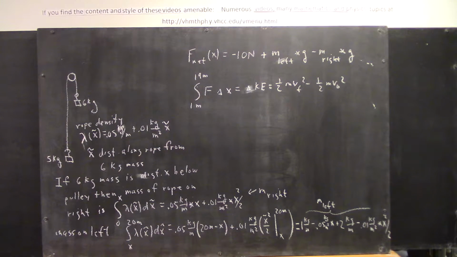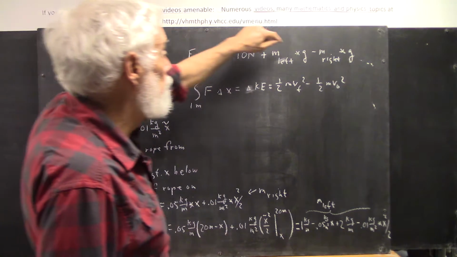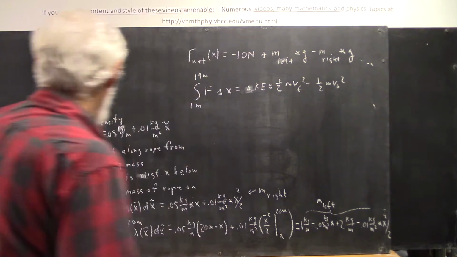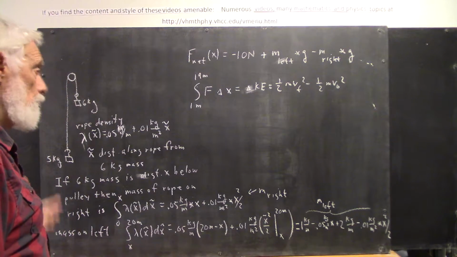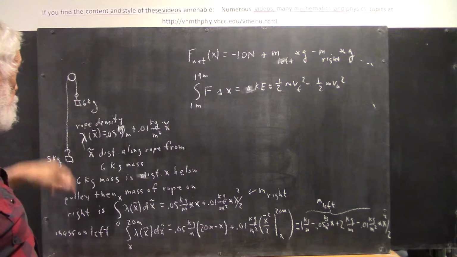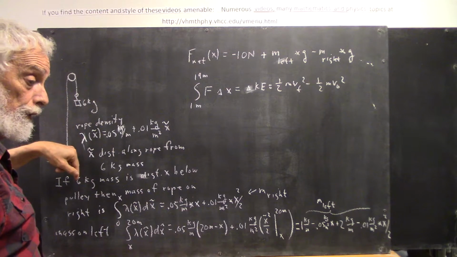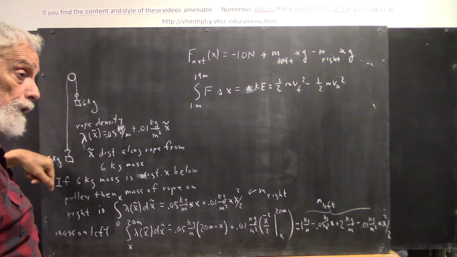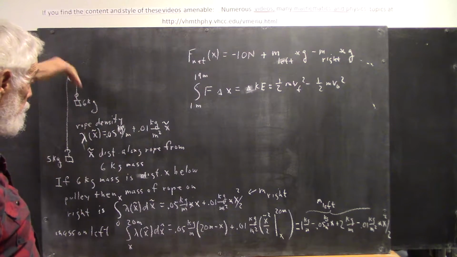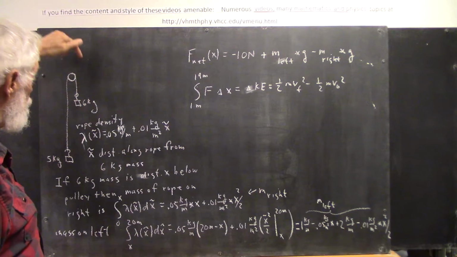So here's your net force then. You have negative 10 newtons. Now where does the negative 10 newtons come from? 60 newtons on the right, 50 newtons on the left, is a net of 10 newtons on the right.